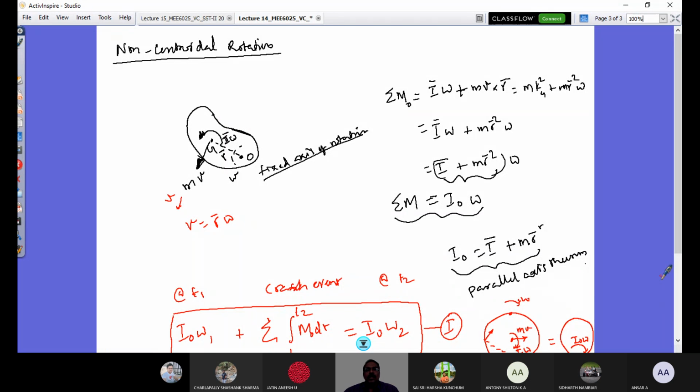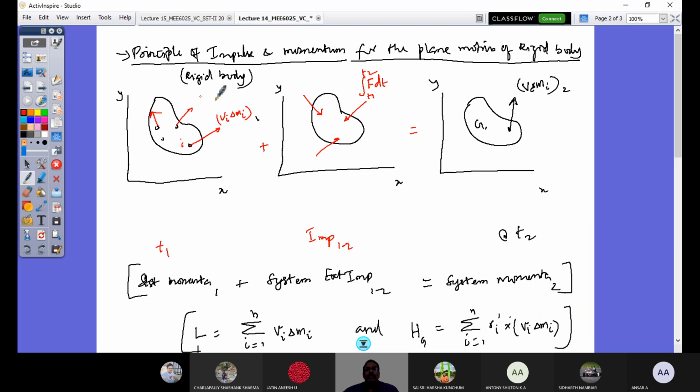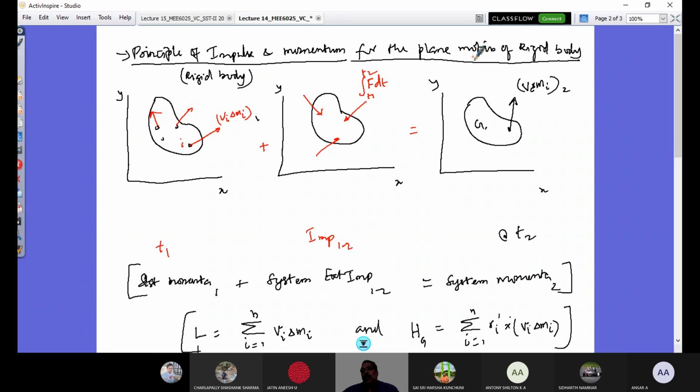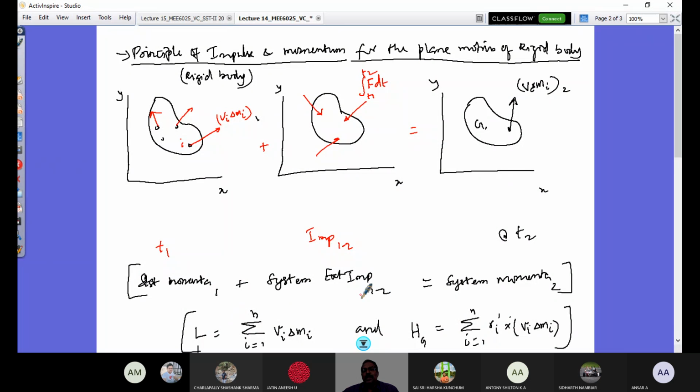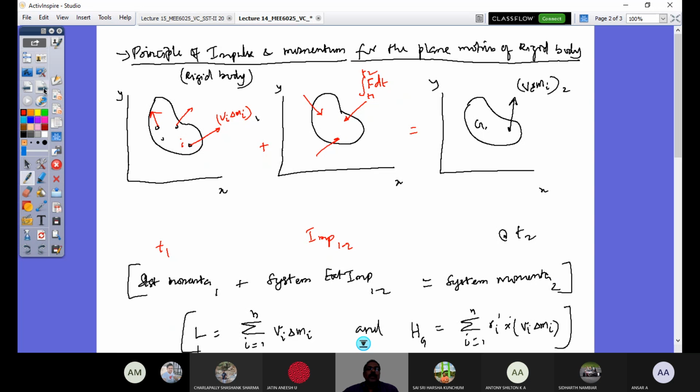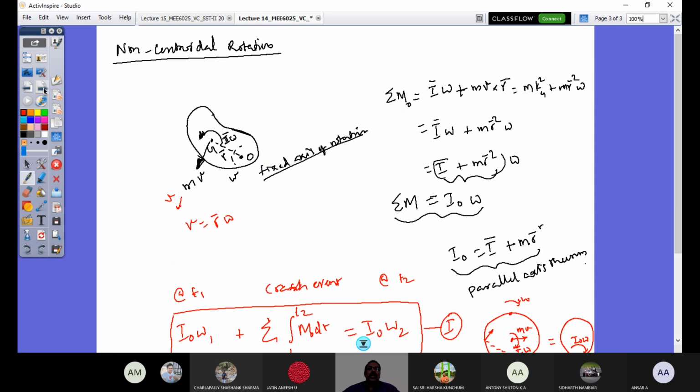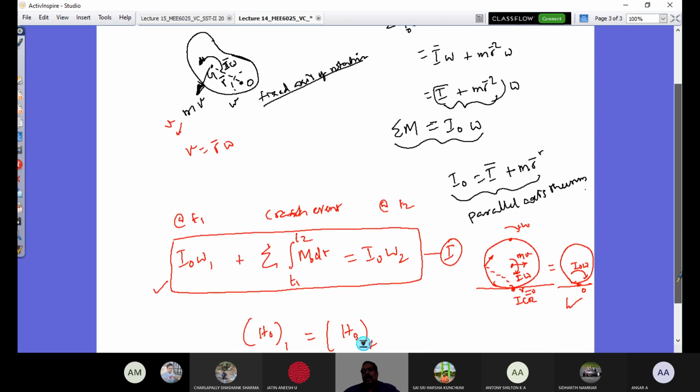Let me share my active inspire board. In the morning we saw the application of the impulse and momentum equation for plane motion, or general plane motion, of a rigid body. There, system momenta plus system external impulse gives system momenta at another time, T2. Then we also looked at non-centroidal rotation. Any general plane motion can be expressed as non-centroidal rotation, wherein there is an equation that is only the angular impulse and momentum equation, which would be quite useful for solving the non-central impact problem. This is what we saw in the morning class.